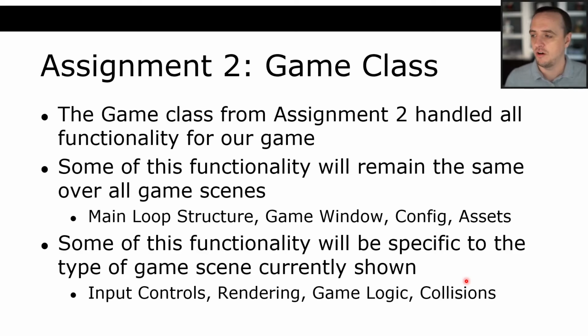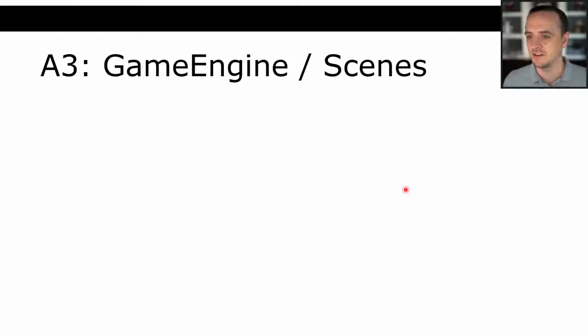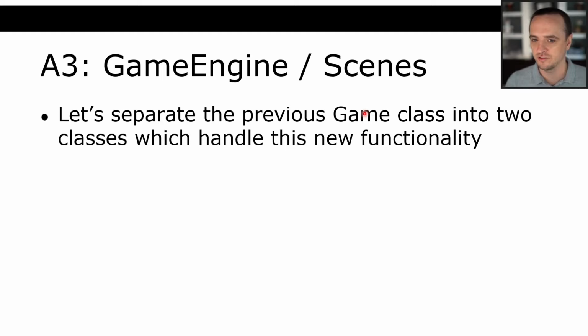All sorts of things. So what we have here is that there's some functionality in our current assignment game class that, if we do have multiple scenes, is still going to be the same across all scenes. But there will definitely be stuff that is different between the different scenes. So let's separate that functionality then. Instead of just having one game class that does everything, we're going to separate the game class into two classes which handle all of this functionality. So we're going to have the game engine class and we're going to have a scene class.